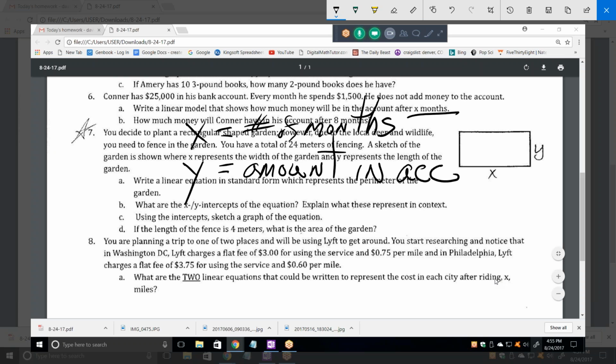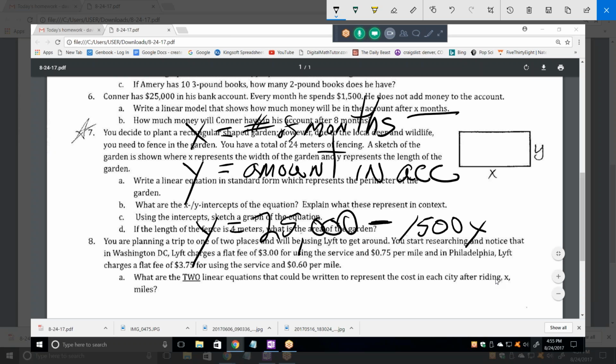Okay. So the easiest way to look at this is we know he starts out with 25,000, right? And we know it's going to get nothing but less. I'm going to subtract 1,500 per month. So what's the rest of this equation? What should it look like? 1,500 per month.